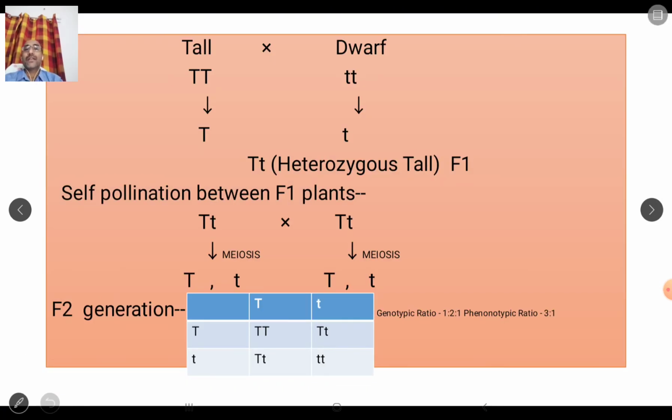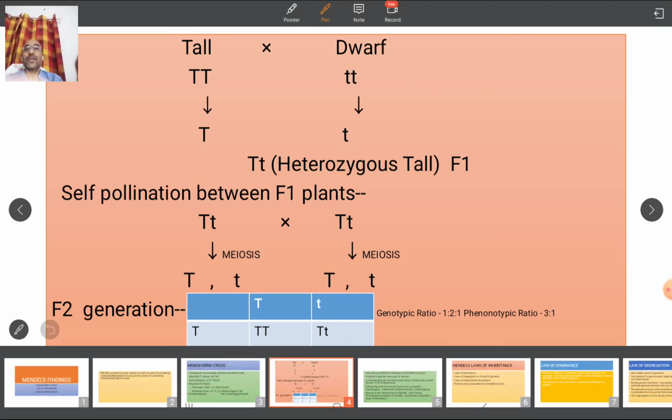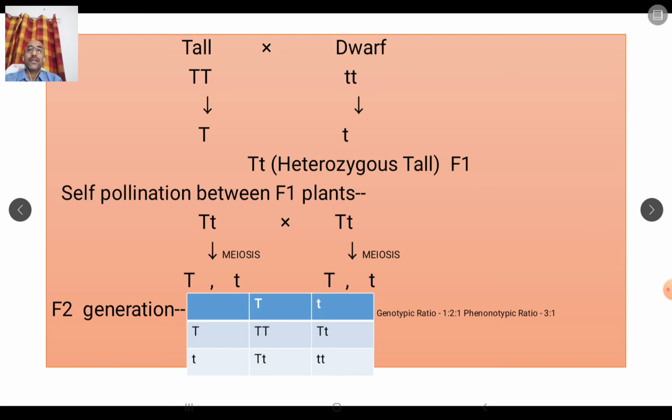Look at it. Now in the first he took tall plant, a homozygous tall. He crossed it with homozygous dwarf. What he got in the F1 generation, he got the heterozygous tall plant. Now he allowed these heterozygous tall plants to self-pollinate, as a result of which in the F2 generation he got plants in the ratio of 3:1. 3 were tall and 1 was dwarf. Look at this one.